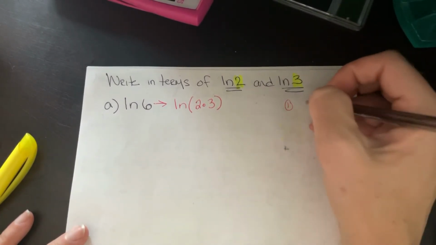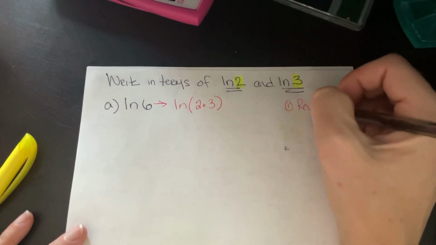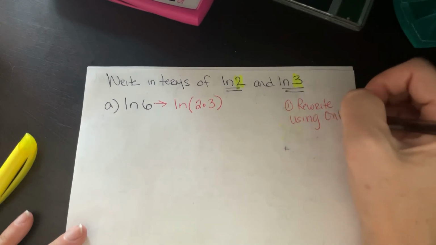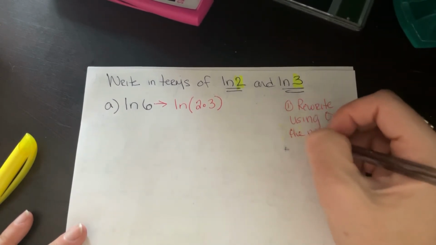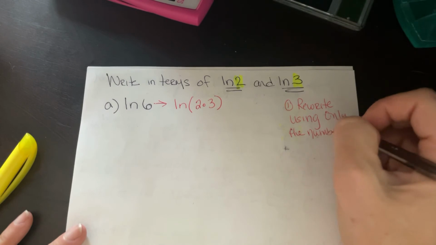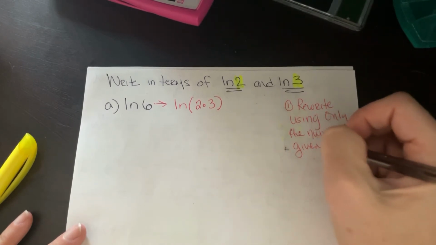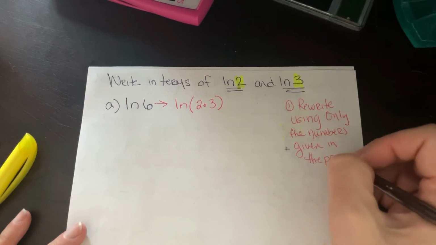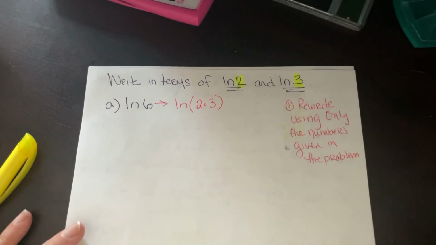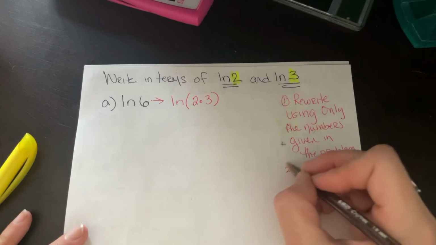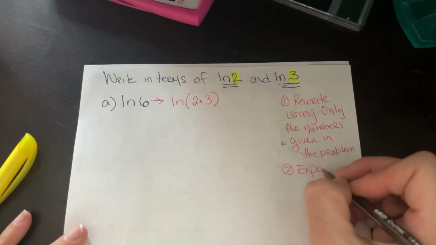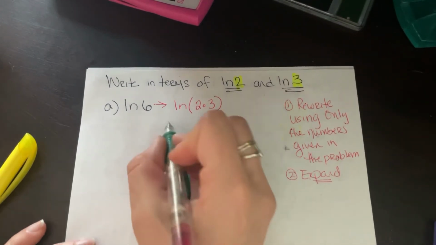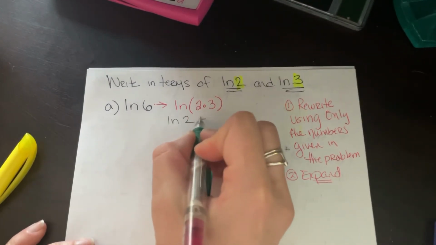So first step, we can say rewrite using only the numbers given in the problem. Whatever numbers I give you up top, you're going to rewrite them. And then your second step now is to expand. So how do we expand this? Well, multiplication, you guys know, becomes addition.